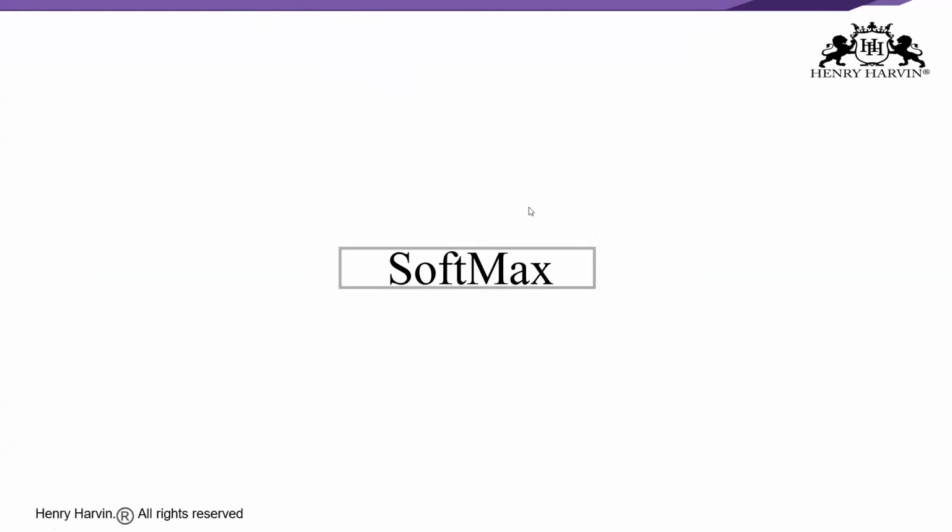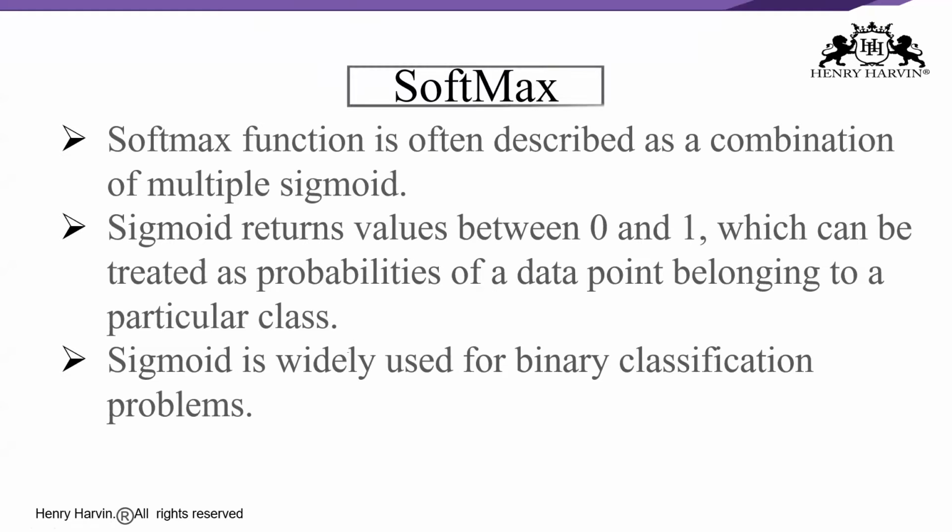Everyone, in this video, let us discuss softmax. We all know that activation functions are the building blocks of a neural network. In this session, let us try to understand how the softmax activation function works in a multi-class classification problem. The softmax activation function is described as a combination of multiple sigmoids.